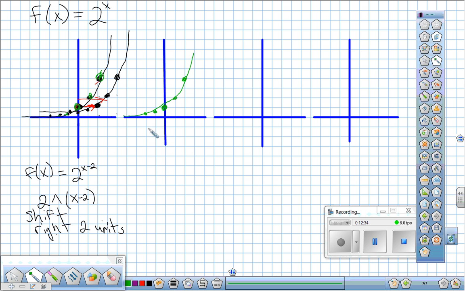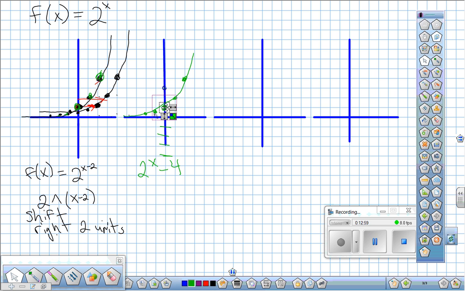Okay, and then I want to give you another function. So let's say, for example, I have 2 to the x minus 4. Anytime the thing is not in the exponent with it, and it's just on the end, it's going to move in the normal direction that we usually think about. So what that's going to do is move this down 4 units. So everything will come down 4 units.